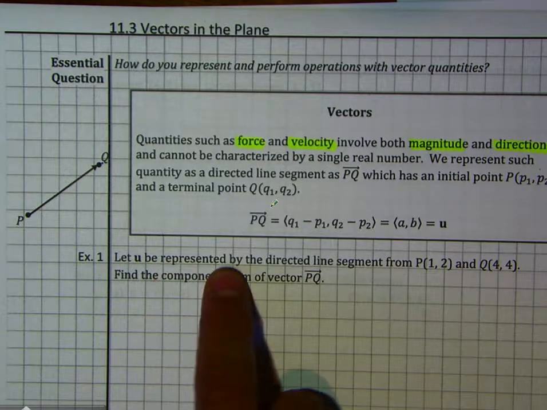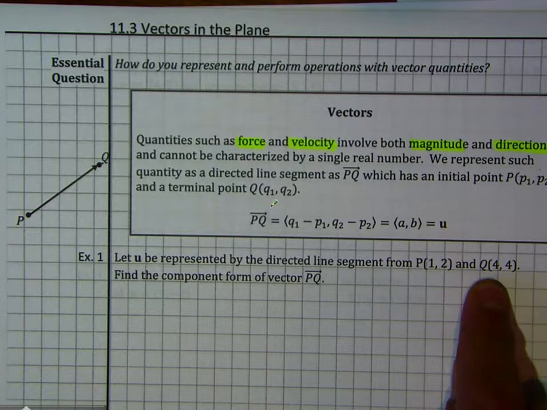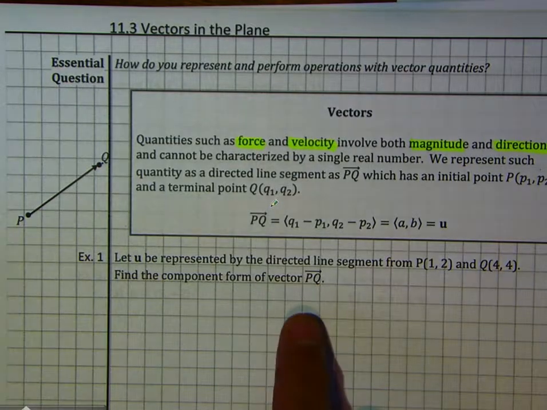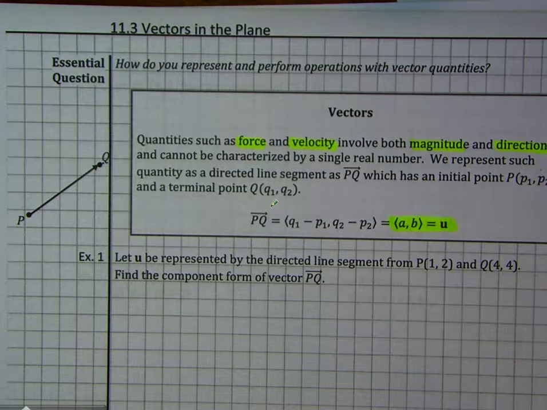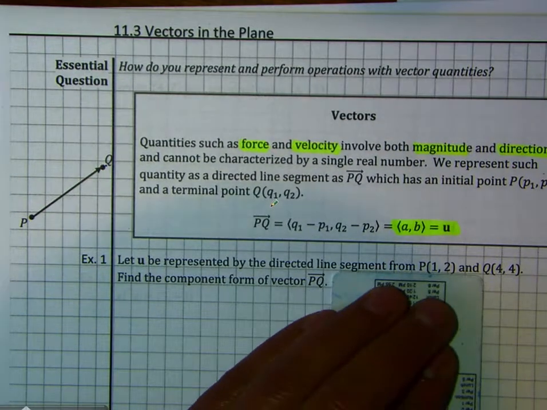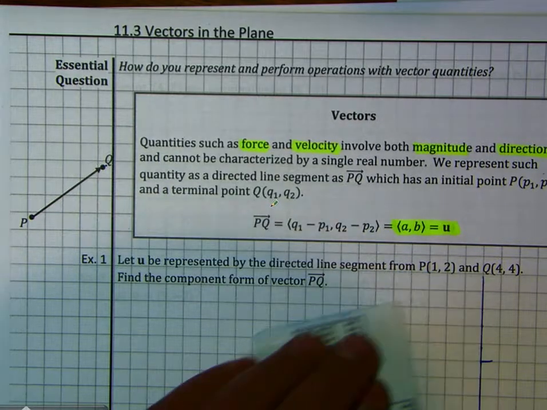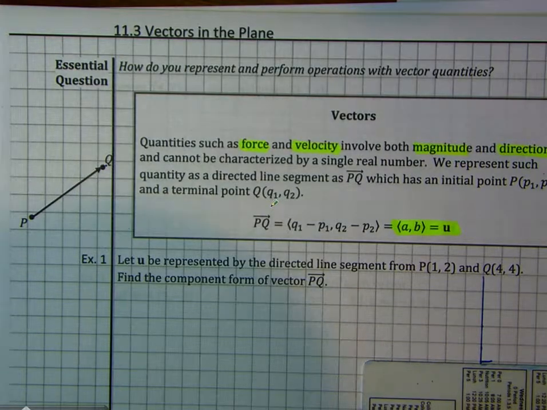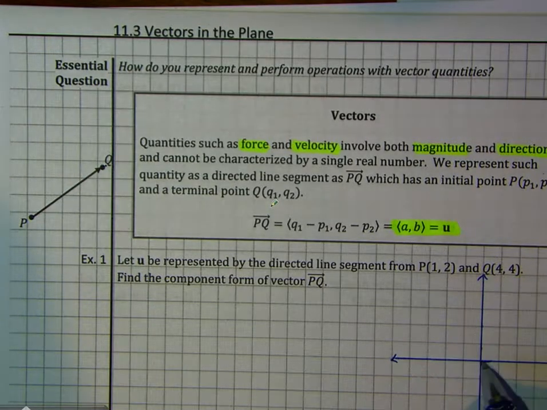Let U be represented by a directed line segment from P to Q, where P is at 1, 2 and Q is at 4, 4. Find the component form of the vector PQ. So this is the component form. And in this case, it will be U. Notice that's in bold, so you want to make sure that you make it bold when you're writing it down. So let's make an X and Y axis so we can actually see. Let's make it 5 by 5. So your starting point is 1, 2. Your endpoint is 4, 4.